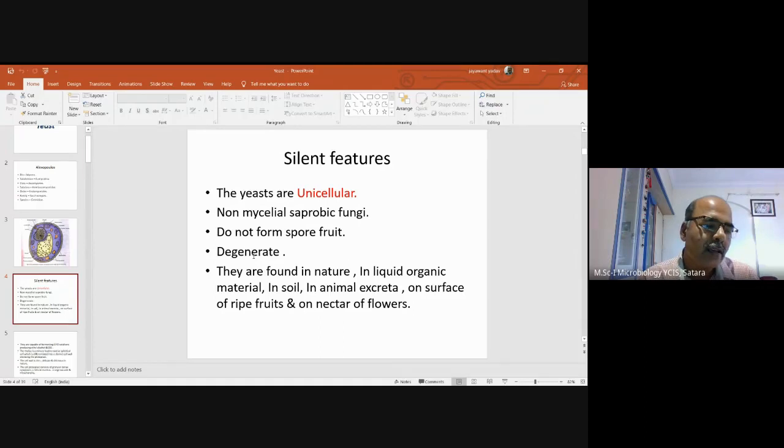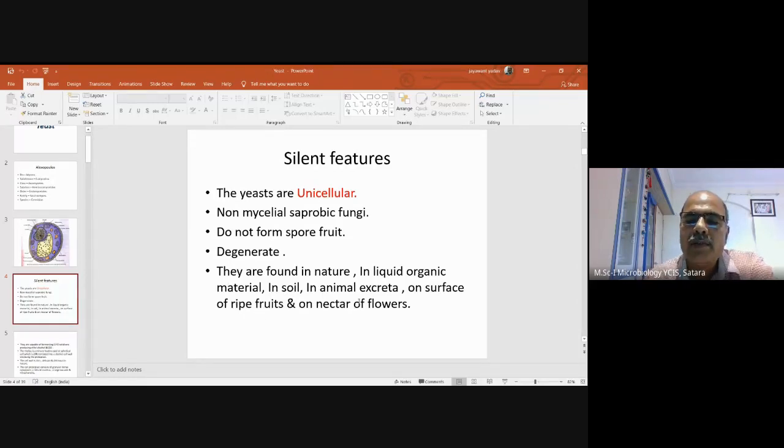That is, in case of eukaryotic single-celled members, we call it the fungi kingdom. Whereas in case of degenerate, they lack properties like mold. Therefore, it is called a degenerate. As far as their habitat or occurrence is considered, they are found in nature, in liquid organic material, in soil, in animal excreta, and on surfaces of ripe fruits and nectar of flowers where sugar percentage is there.